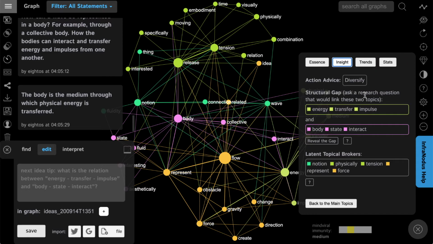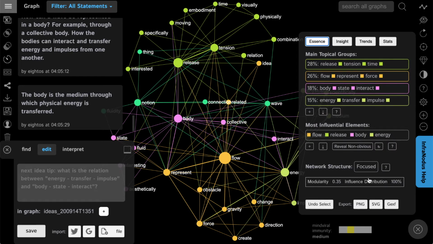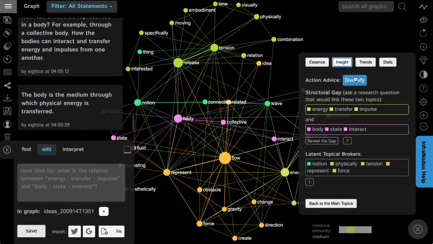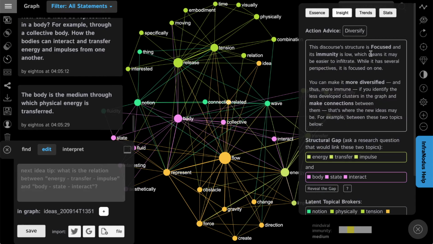Then click on the Insight panel, look at the advice. So you see we're still too much focused on the idea of the flow, release, and the recommendation is to diversify. If we click here, we will see that the discourse structure is focused and its immunity is low, which means it may be easier to infiltrate than when it's not focused. While it has several perspectives, it is focused on only one. You can make it more diversified and thus more immune if you identify the less developed clusters in the graph and make connections between them. That's where the new ideas may be.